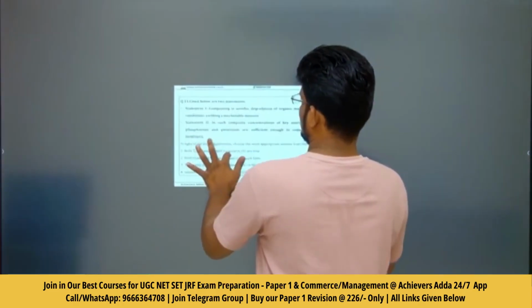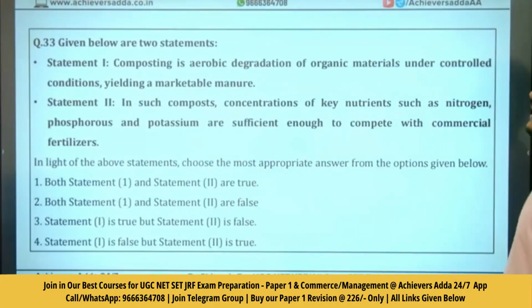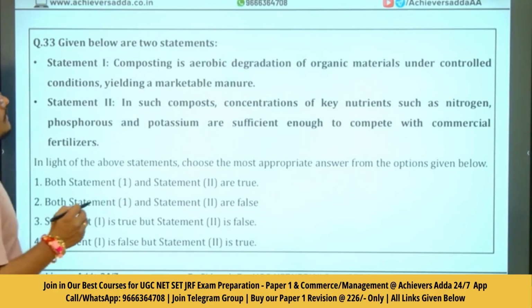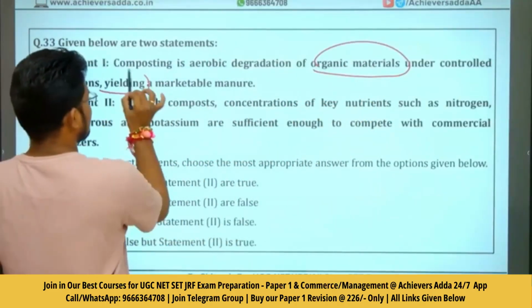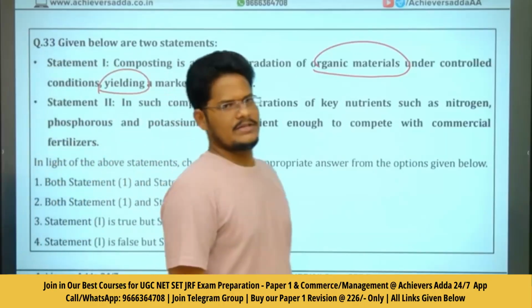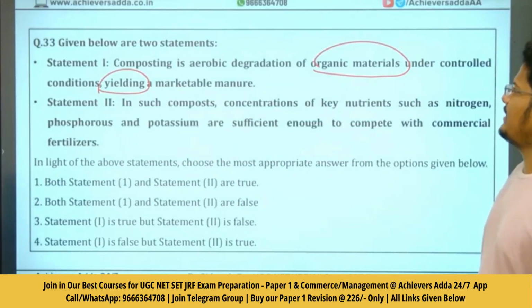Next one, composting: aerobic degradation of organic materials under controlled condition yielding a marketable manure. In such compost, concentration of key nutrients such as nitrogen, phosphorus, potassium are sufficient to compete with a commercial fertilizer. Composting: aerobic degradation of organic pollutants under the controlled condition yielding a marketable manure, means the output will be marketed, which we are able to sell. That is the composting aerobic degradation.